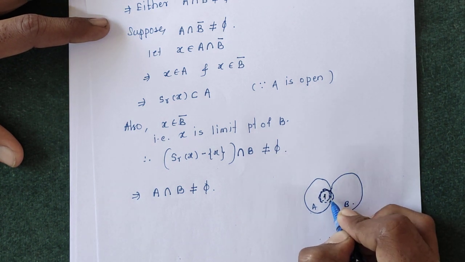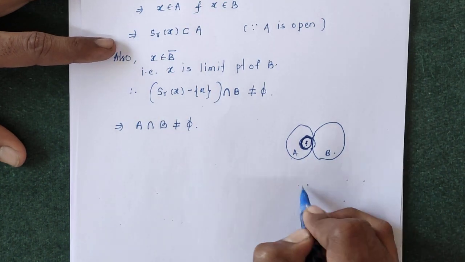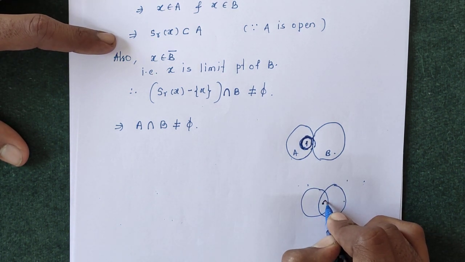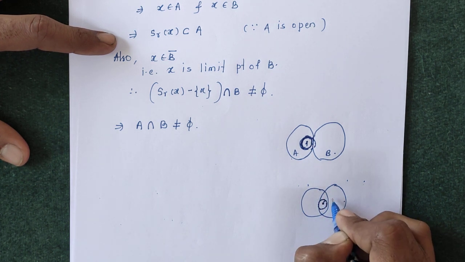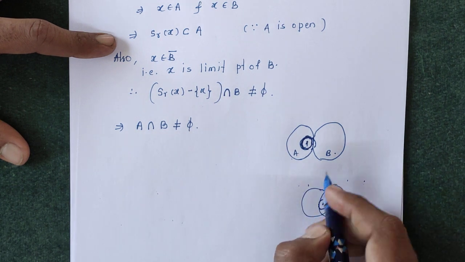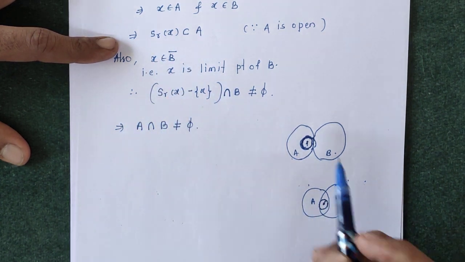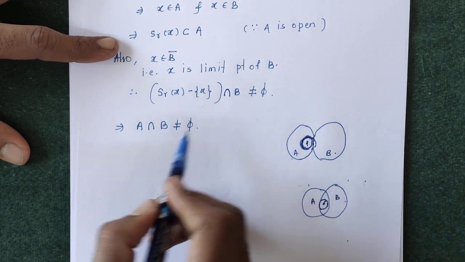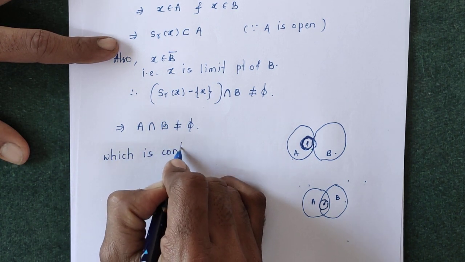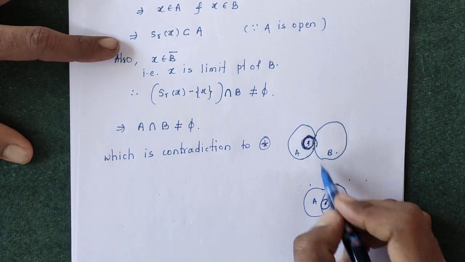If we take one element for which the open sphere totally lies inside A, then that open sphere does not intersect B. To hold this condition, our diagram must be like this: suppose this is set A, this is set B, and this is the element of A for which the open sphere centered at that element lies inside A as well as intersects B closure. To hold both conditions, that is S_r of x lies inside A and S_r of x intersects B, A and B must intersect. So this implies that the intersection of A and B is not equal to phi, which is a contradiction to equation star.